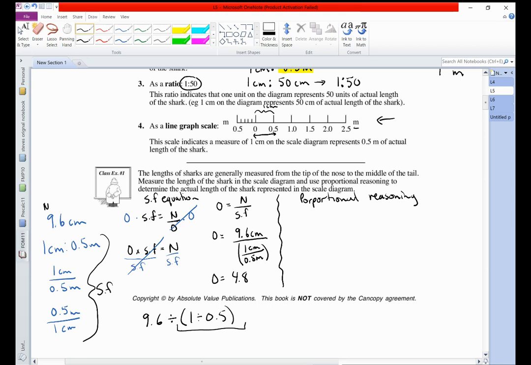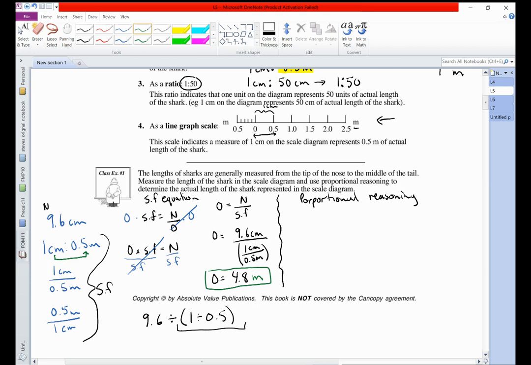4.8. And we know that our scale factor is converting centimeters into meters, so our original should be in meters. That shark is 4.8 meters.